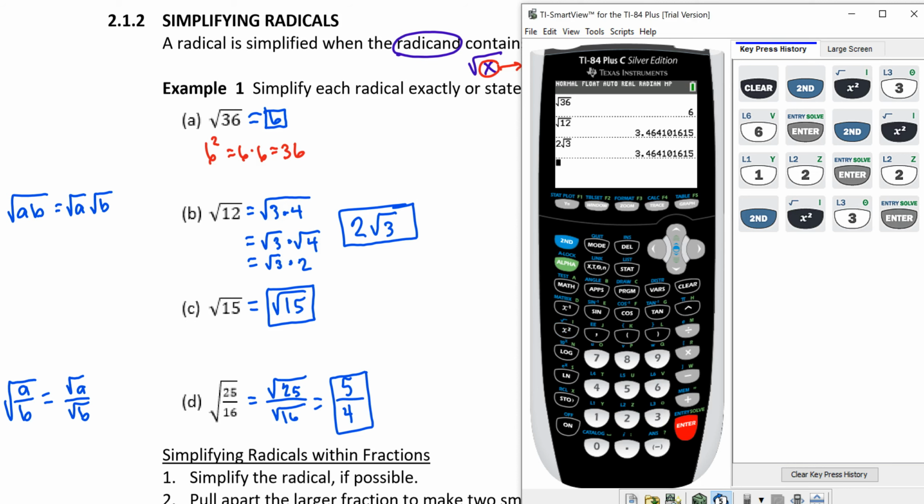I'm going to type in example D, square root of 25 over 16. We're going to enter the fraction just using that division button.